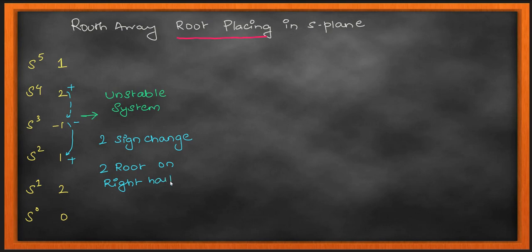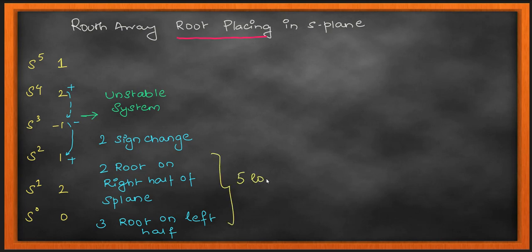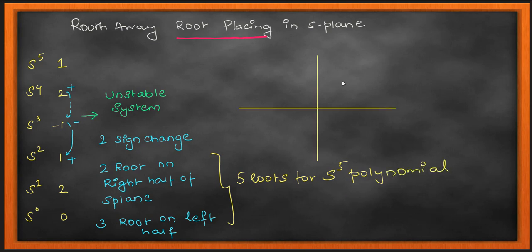If you see the sign changes, positive to negative and negative to positive, I have 2 sign changes. That tells us that 2 roots are unstable, or on the right side of the S-plane, and the remaining 3 roots are on the left half of the S-plane, or they are the stable roots. It's very simple. Look for the sign changes, count them, and that many roots are unstable roots, and the rest are stable roots. Here the 2 roots on the right hand side are the unstable roots, and the 3 roots on your left side are your stable roots.